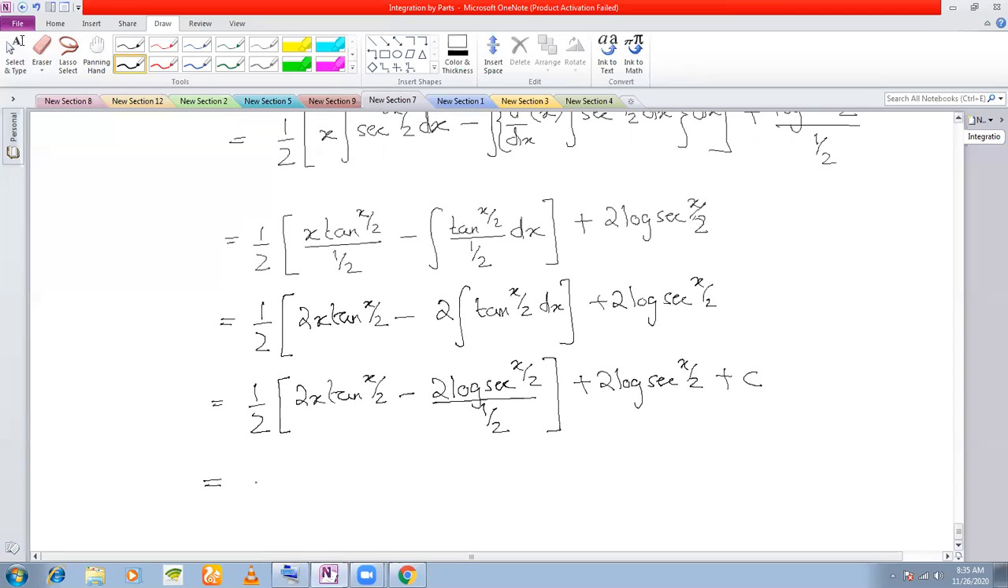Now 2 and 2 will cancel here. So what do you get? x tan x by 2 minus 2 log sec x by 2 plus twice log sec x by 2 plus c. Now if you see, this and this cancel, we simply get x tan x by 2 plus c. That's it.